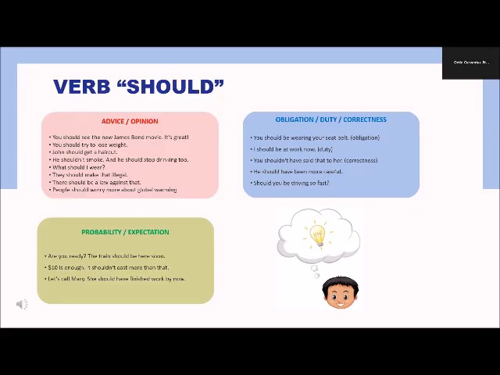At the end, we use should to indicate that we think something is probable. We expect it to happen. Are you ready? The train should be here soon. 10 pounds is enough. It shouldn't cost more than that. Let's call Mary. She should have finished work by now.